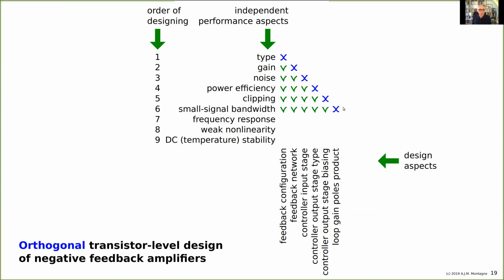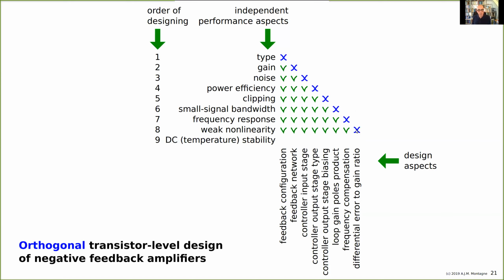Small signal bandwidth is a loop gain pole product. We'll find out what that is. It can be set by the number of stages or the number of controllers. The frequency response, we are introducing frequency compensation techniques to get the right frequency response. And while doing so, for example, we will not affect the noise or the power efficiency. We will not throw power away or increase noise when we do frequency compensation. This is what orthogonal design means.